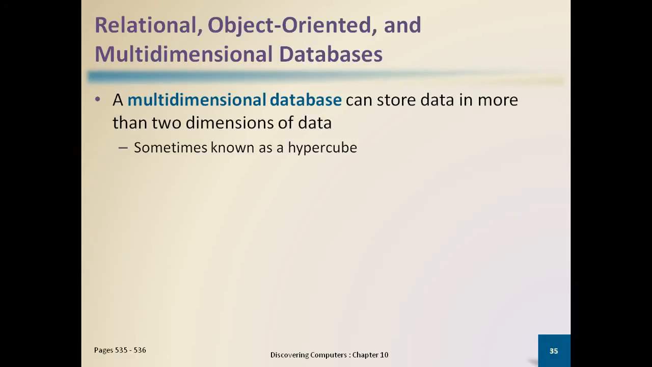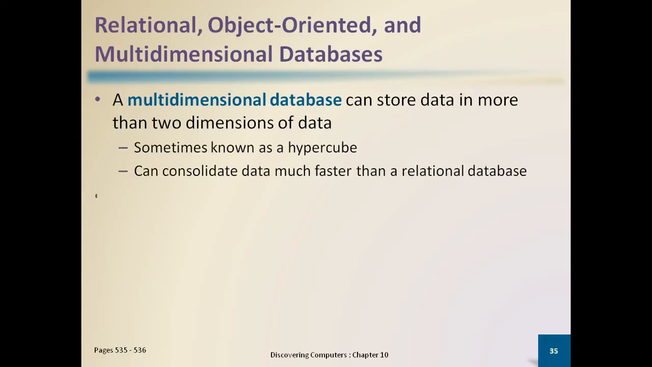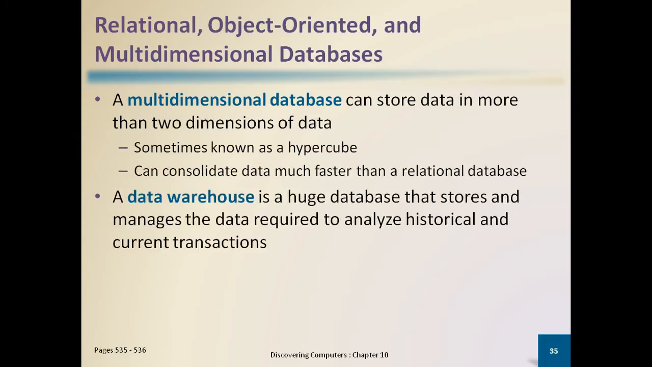A multidimensional database can store data in more than two dimensions of data. It can consolidate data much faster than a relational database. A data warehouse is a huge database that stores and manages the data required to analyze historical and current transactions.